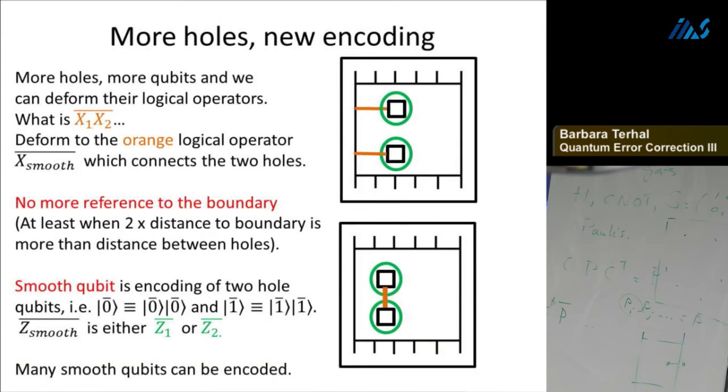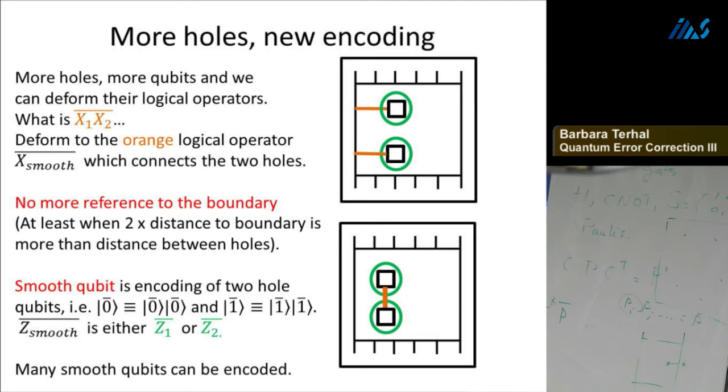Now I could take out 2 of these holes, 2 smooth holes. And now this is the logical operators of 1, and this is the operator of 2, and so on. So in some sense, I have 2 encoded qubits. Like I said, I only want to use one of them, so I'm going to define my new qubit to be the states 0,0 and 1,1 of those 2. And so I can decide what my new logical operators are.